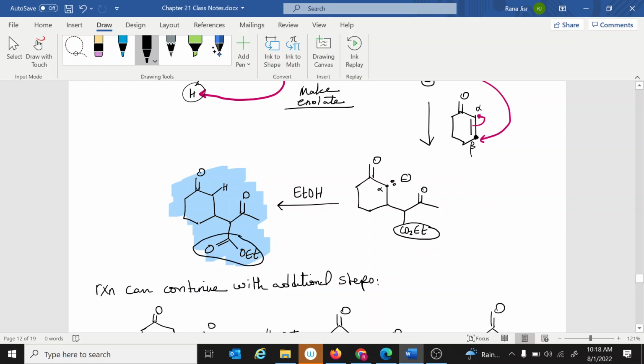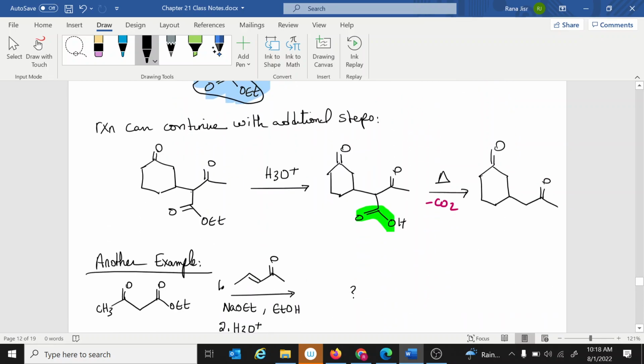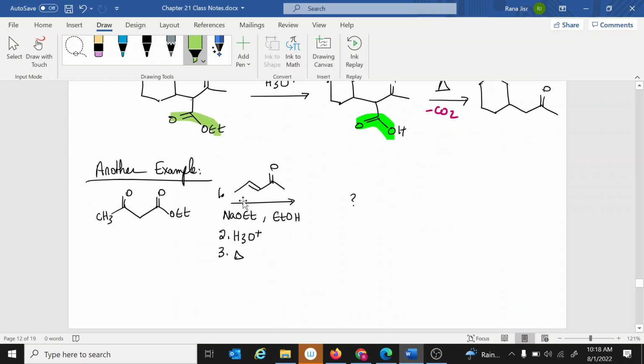Of course, the reaction can continue as long as I have an ester. So if you go ahead and add H3O+, you're going to hydrolyze the ester into a carboxylic acid, and then do heat. You take out the carbon dioxide, and you end up getting your product in there. Let's have an example with all the steps.